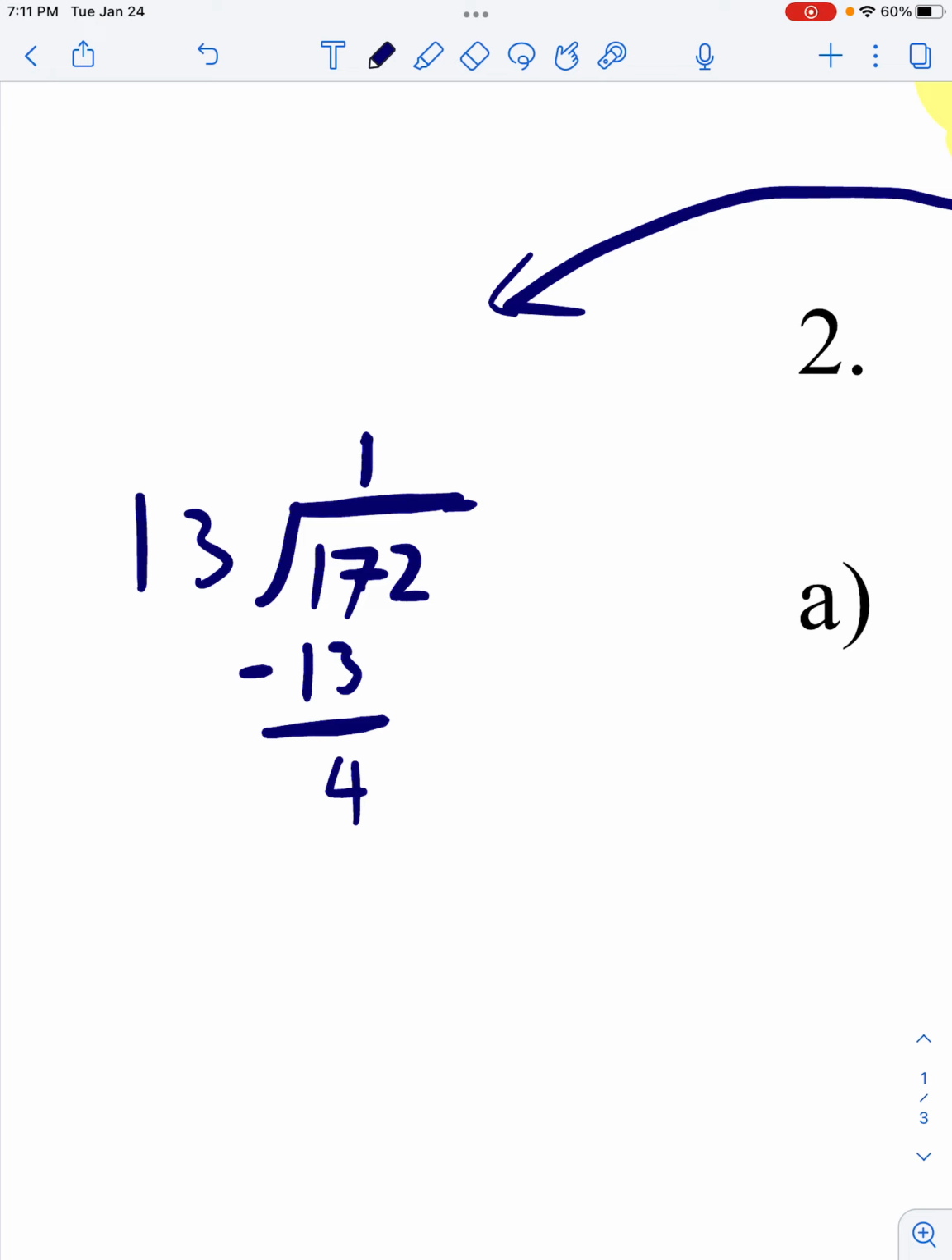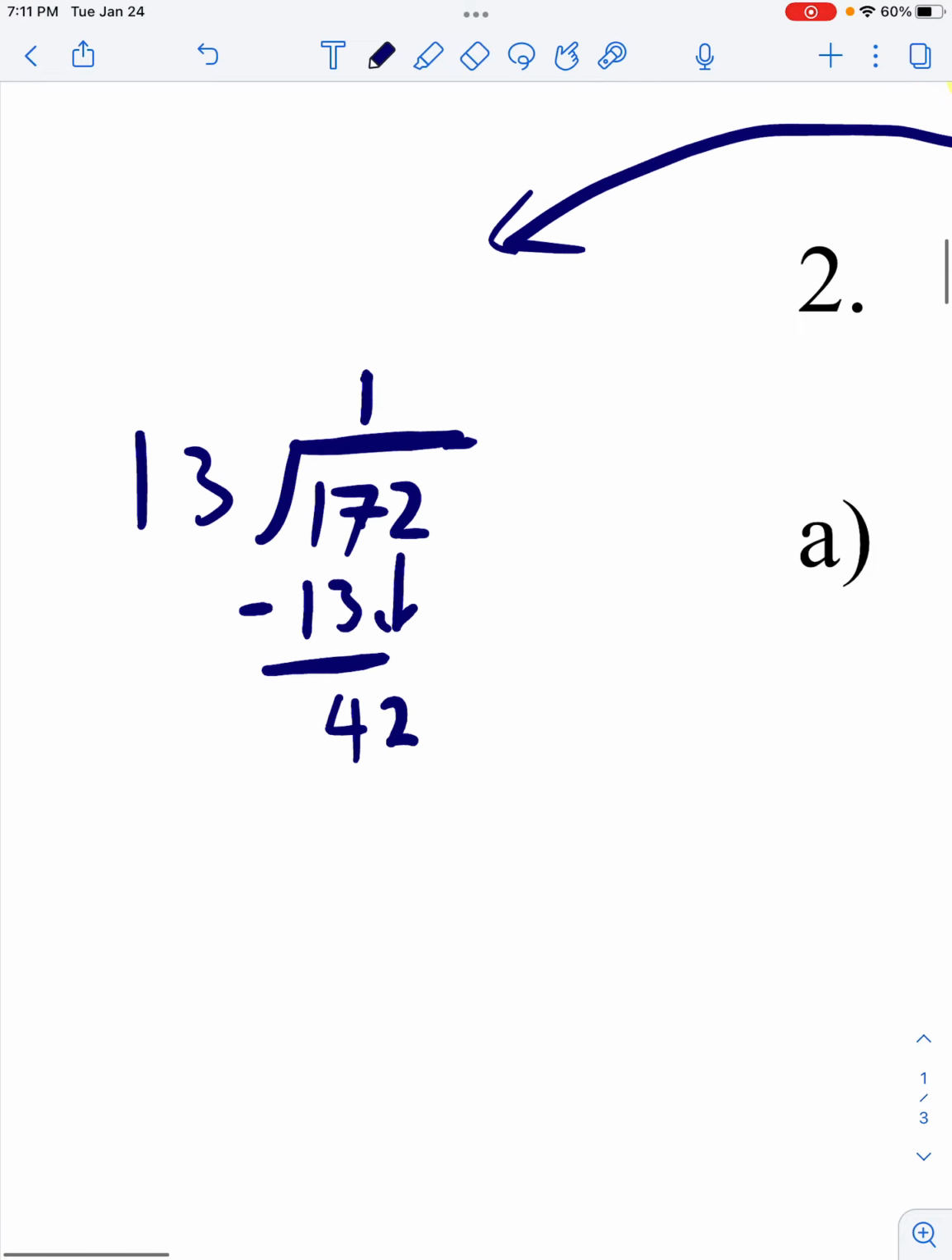The fourth step was we took this 2. This 2's just been hanging out right here. We haven't really done much with it. We just dropped it straight down, just added it on. It's 42 now. And then we repeat the process. So let's start. 13, how many times does it go into 42? That's 3, right? It goes into 42 3 times.